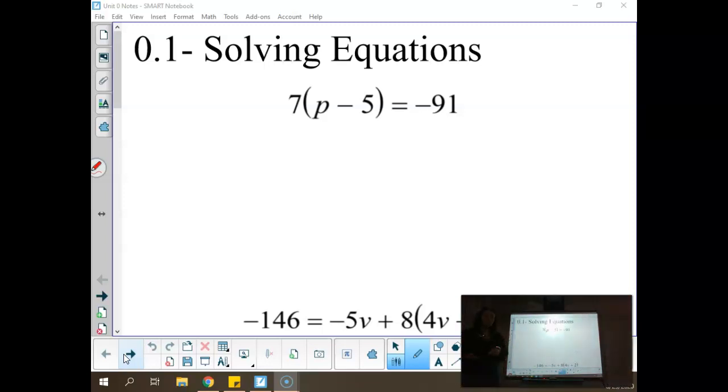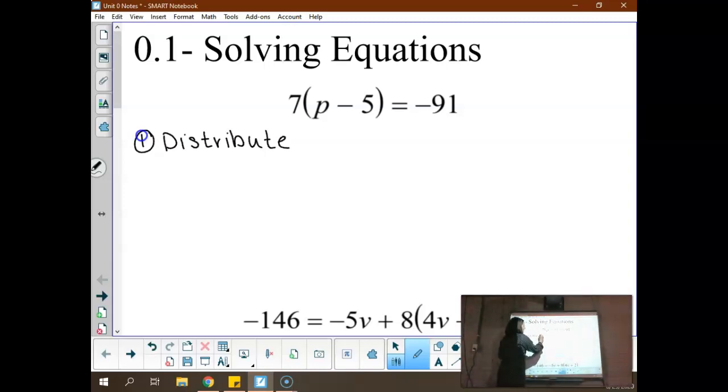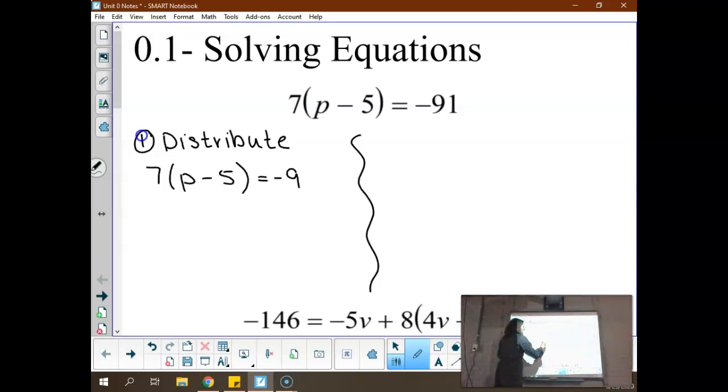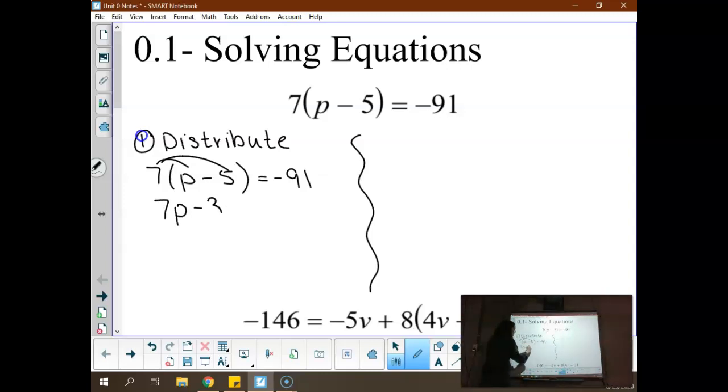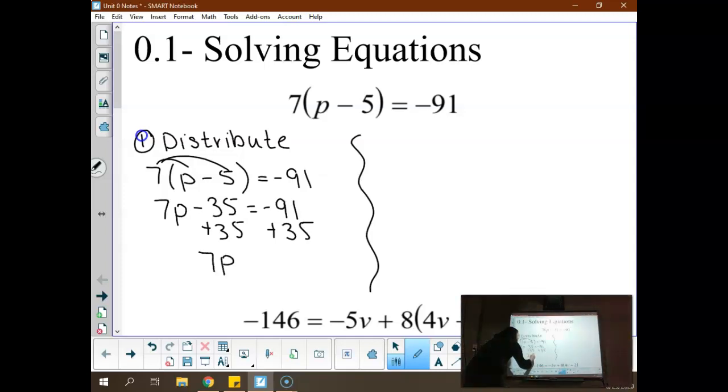There's actually two ways of solving this. You can take your pick. Method one is going to be just distribute and go. And that'll look like this. So I have 7 times the quantity p minus 5 equals negative 91. Distribute my 7 into both of these. 7p minus 35 equals negative 91. Add 35 to both sides. I get 7p equals, what is that?